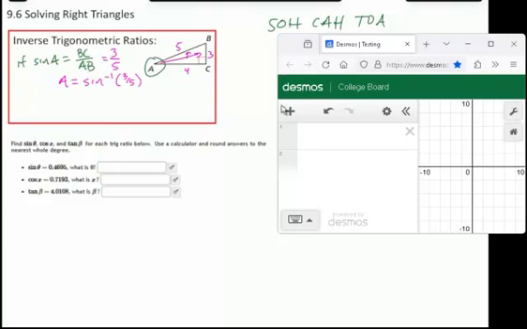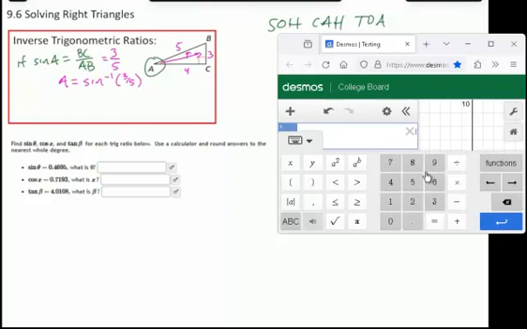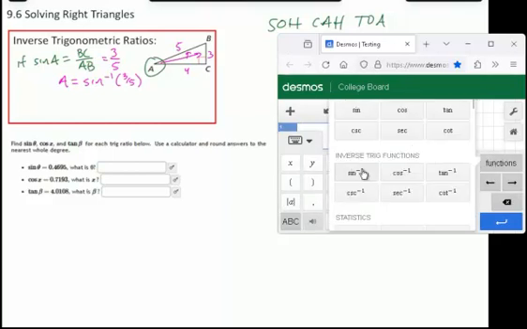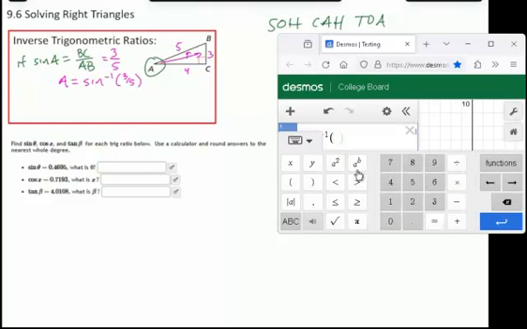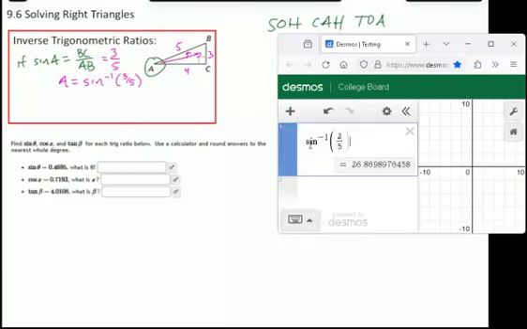Okay? And so if we go into our calculators, under functions here, you see the inverse trig functions. So if we take the inverse sine and we put that ratio in, 3 over 5, what we see is this is the angle measure, 36.87. That is the number of degrees for angle A.